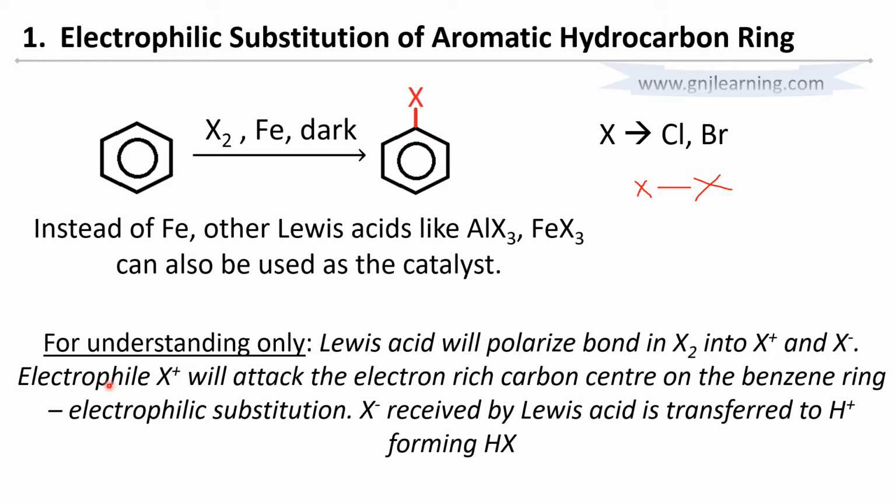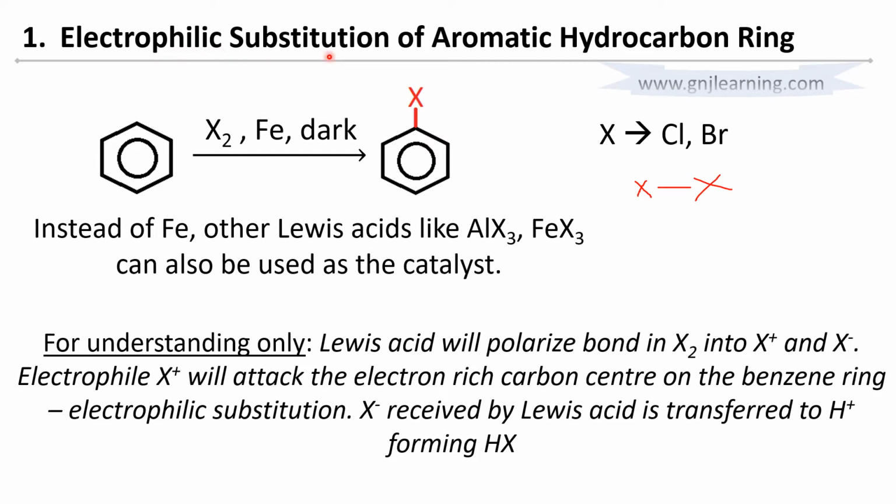Electrophile means electron loving, X plus isn't it? So let's assume this is the electron loving group. The electron loving group will try to look for electrons, and when it approaches the benzene, it will see that the carbon on the benzene is rich in electrons, so it will attack. That's how it got the name electrophilic substitution.